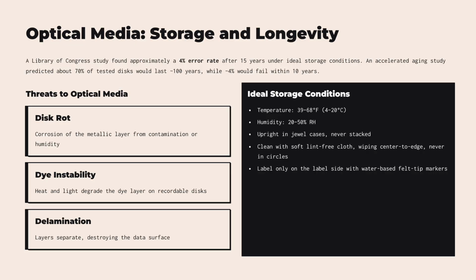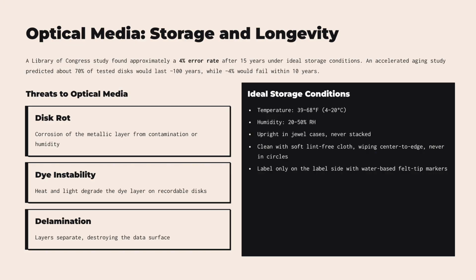The Library of Congress conducted a study of optical media longevity and found approximately a 4% error rate after 15 years of storage under ideal conditions. An accelerated aging study predicted that about 70% of tested disks would last around 100 years, while about 4% would fail within 10 years. That is a fairly wide range, and it underscores that storage conditions matter enormously. The main threats are disk rot, corrosion of the metallic layer, dye instability from heat and light exposure, and delamination, where the disk's layers separate.